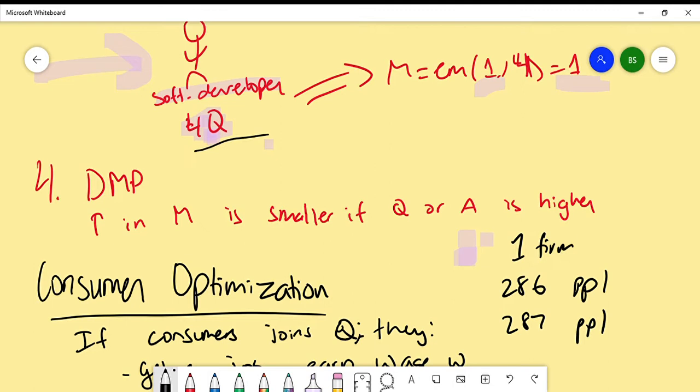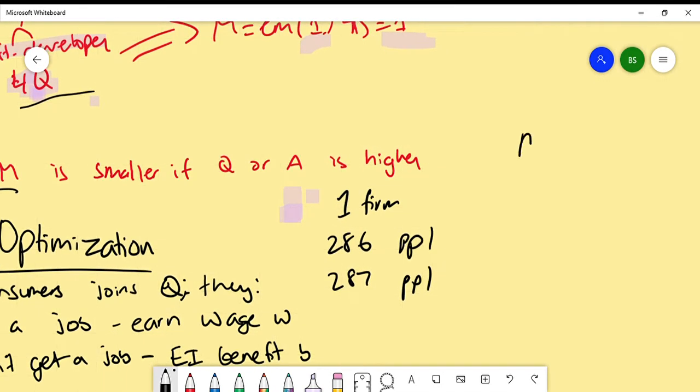Okay, diminishing marginal product means that as something increases, the marginal product, the value you get from it, decreases. So in this case, as something increases, the number of matches you get from it decreases. How could that be though? Shouldn't it be the opposite? Okay, it says the increase in M is smaller if Q or A is higher. So I guess they mean something like, let's say A is 3, Q is 3, and the matches is, let's say, 2.